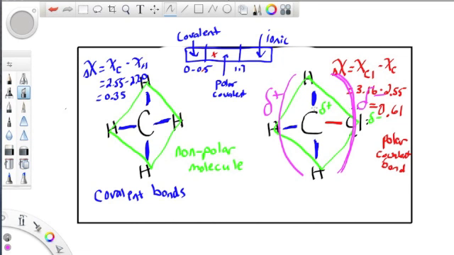This would have poles, just like the Earth has poles, the North Pole and the South Pole. This molecule has poles. It has a kind of positive side and a kind of negative side. So this would also be a polar molecule. And so I've determined that the molecule itself is polar because it has sides.